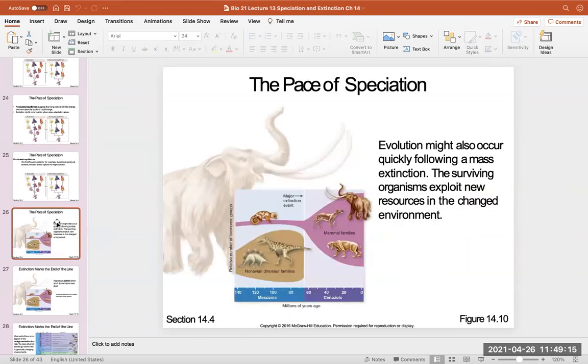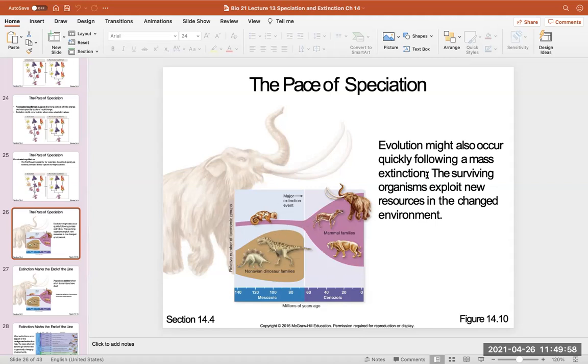Then we have the pace of speciation. When there is a mass extinction, it's going to open up a lot of new resources for the species that survived the extinction, and then they can get more diverse. When the dinosaurs existed, mammal species were still around, but they were really tiny. Then volcanoes happened, a meteorite hit, and competition happened, and all the dinosaurs went extinct. That opened up space for these mammal species, and they got more diverse. So it can open up new resources for the surviving species of the extinction. Evolution might happen pretty quickly when there's a mass extinction.